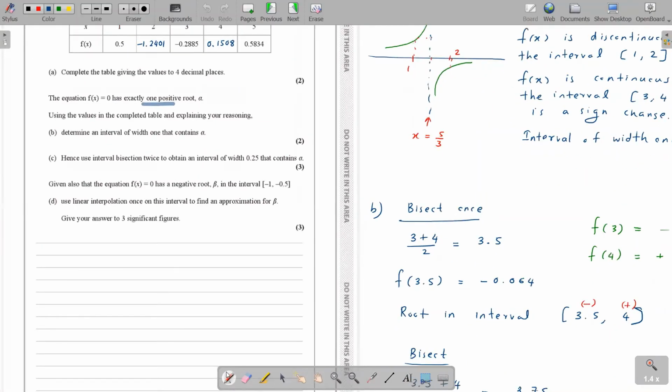Okay, what's the first thing we should do? The first thing you should do here in part D is get the y values. What are our y values? Get the f of -1 value, get the f of -0.5.